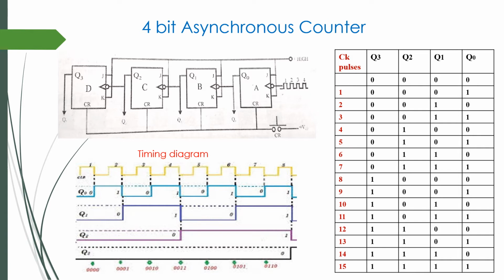The truth table shows binary counting which counts input pulses from 0000 to 1111, and at the 16th pulse it goes back to 0000. Again it starts recounting. That means at the 17th pulse it starts from 0001 and the cycle continues.